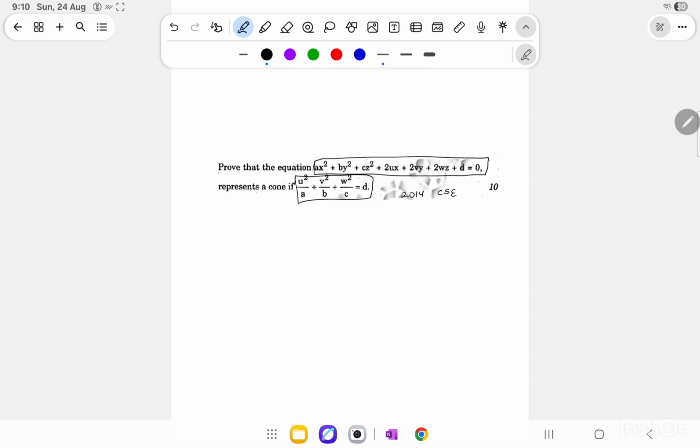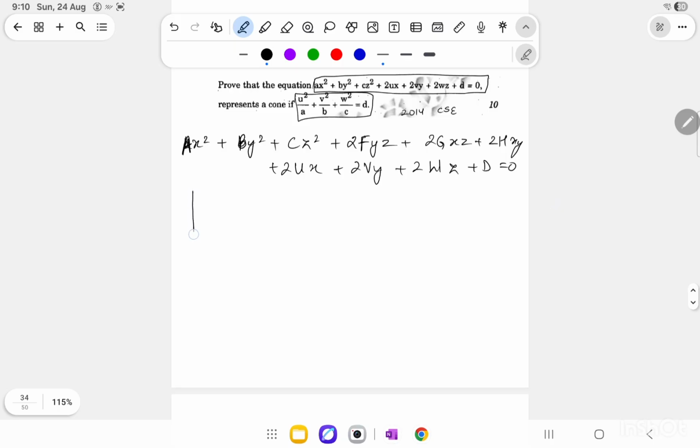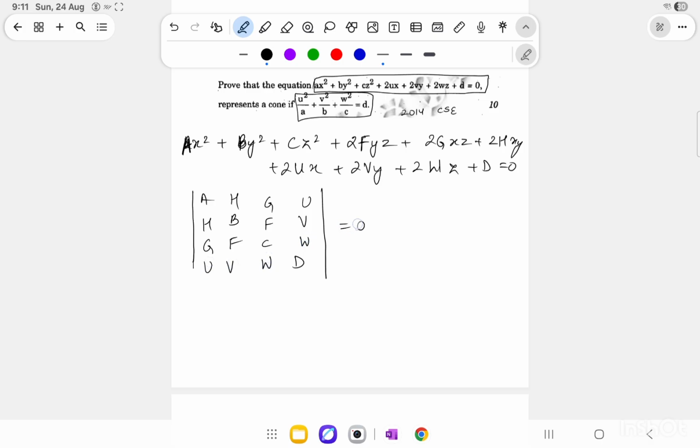As we have seen, the general equation of a cone is ax square plus by square, let's write it as capital A to differentiate it from the given equation, capital A x square plus capital B y square plus capital C z square plus 2fyz plus 2gxz plus 2hxy plus 2ux plus 2vy plus 2wz plus d equals 0. It represents a cone if this determinant of A, B, C, D, H, G, F, U, V, W and U, V, W equals 0. If this is satisfied, then the given equation represents a cone.